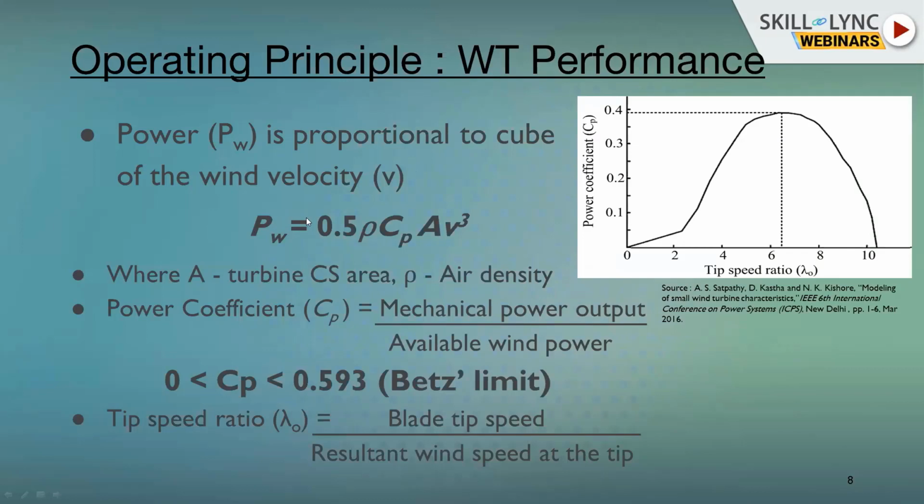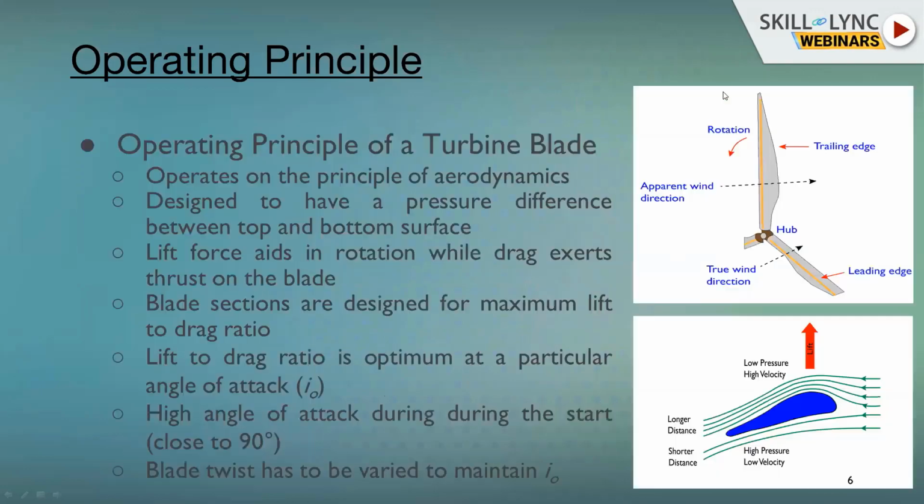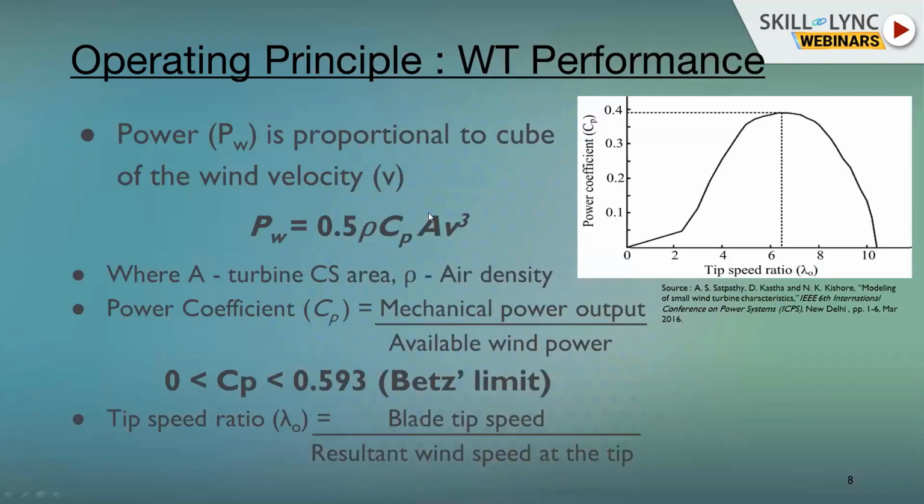This power captured is a function of the cube of the wind velocity. A is the cross section, not the cross section area. Once it is rotating, pi r square is the area of this swept area, what we call the swept area. If you refer to any textbook, A is the swept area, and Cp is the power coefficient.